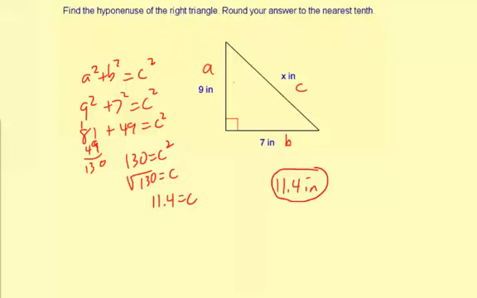And just as a check here, 11.4 is bigger than 7 and bigger than 9, which is good because the hypotenuse should be the longest side in the triangle. So this 11.4 does make sense. So that's how you can use the Pythagorean theorem to find the hypotenuse.